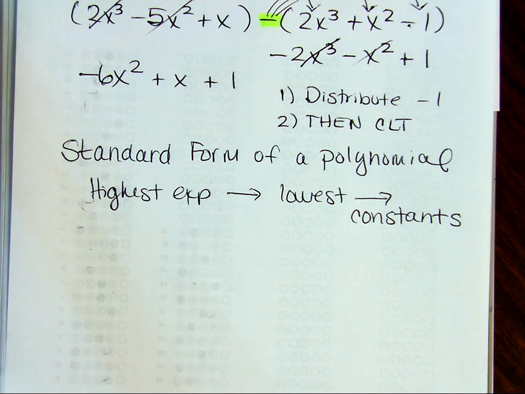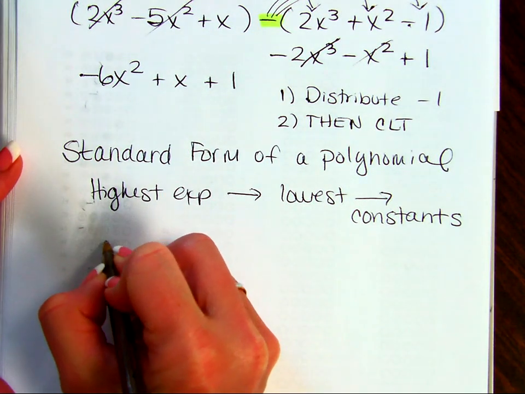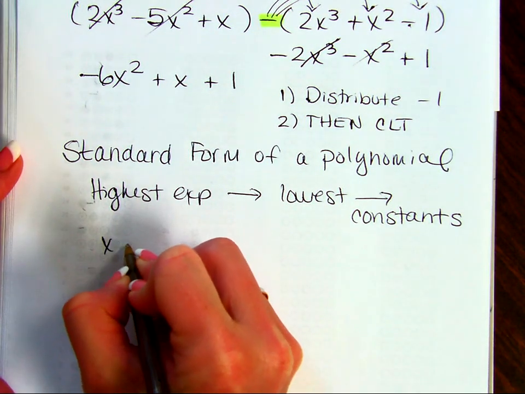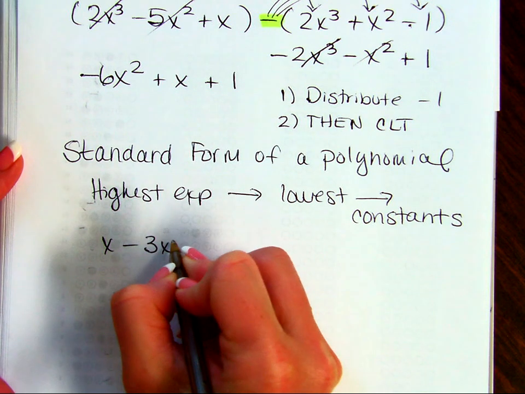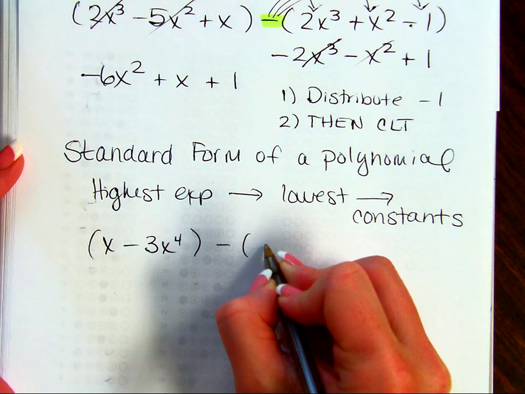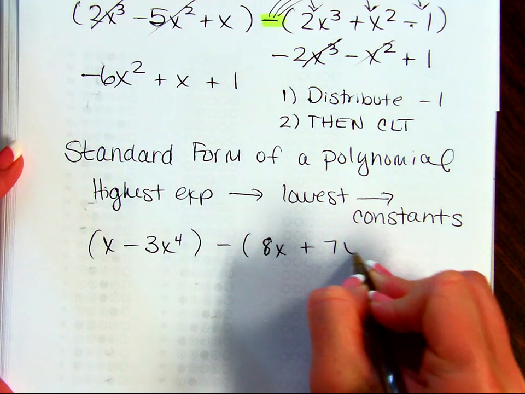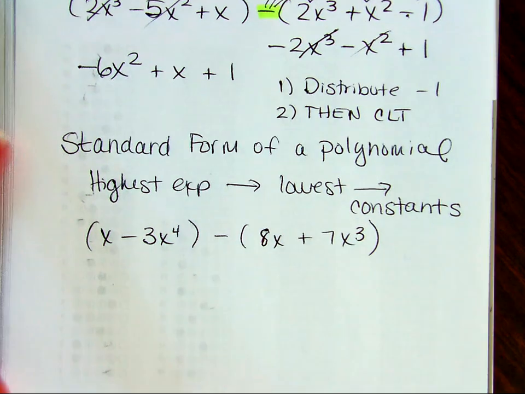Sorry about that. So highest down to lowest. If I were to say combine these two binomials, like an x minus 3x to the fourth minus an 8x plus 7x to the third. Okay? So it's kind of all over the place.